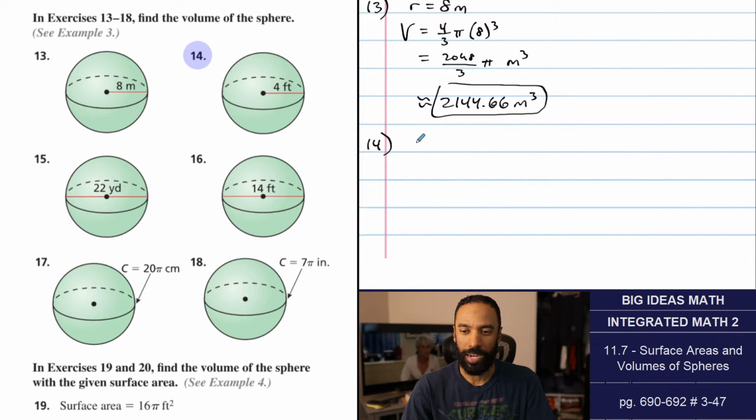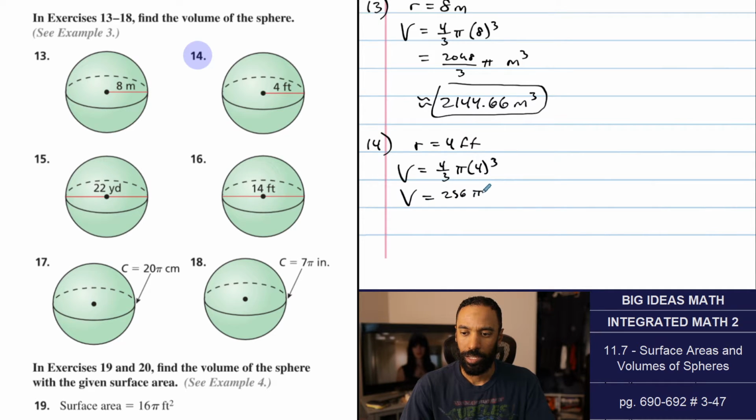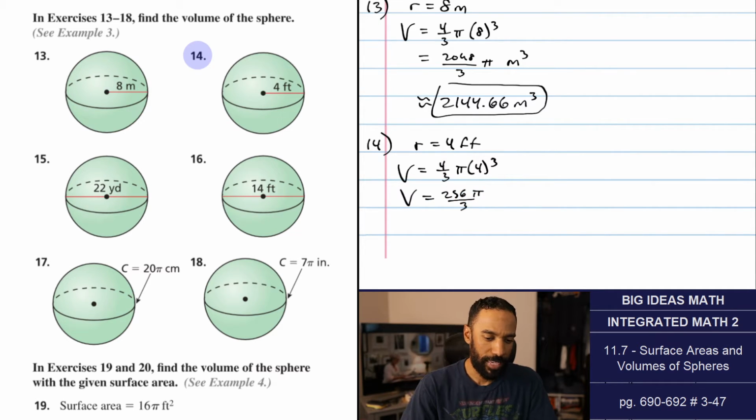So let's go ahead and say we got a 4-foot radius. The volume is 4/3 pi times 4 cubed. 4 cubed is 64, and 64 times 4 is 256. So we'll get 256 pi over 3. And I'm going to go ahead and calculate that. 256 pi divided by 3.